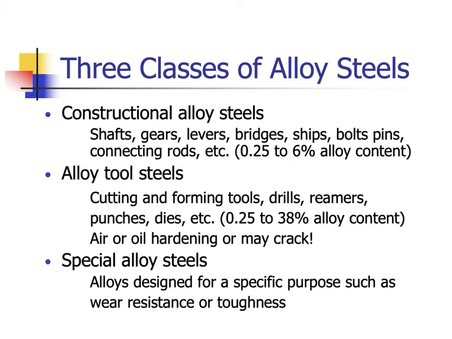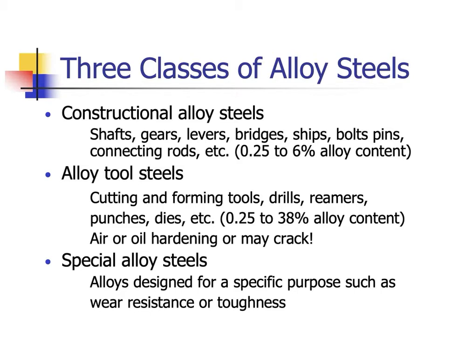Okay, so constructional steels, gears, levers, things like that, have up to 6% alloy content. Things that have to be strong, but not necessarily hard. Okay, they might be somewhat hard because strength comes with hardness to some extent.